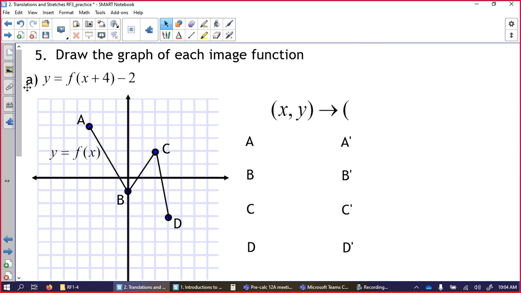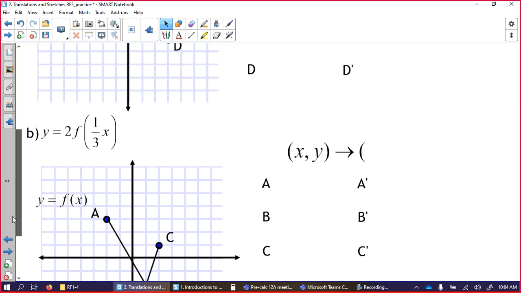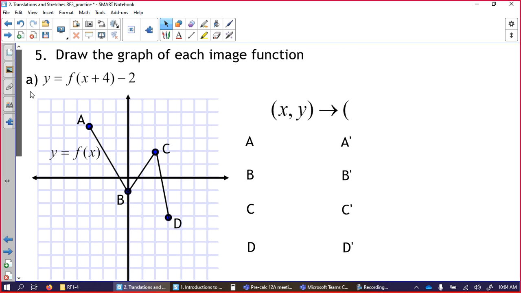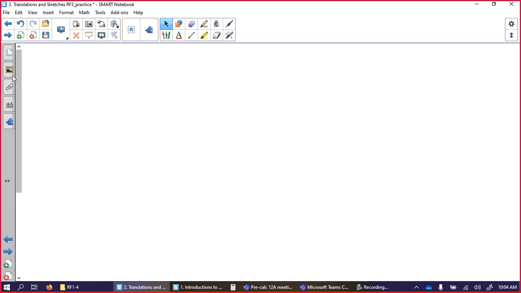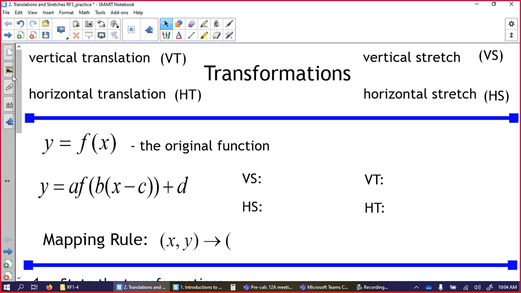And then here's an equation. Write a mapping rule. Figure everything out. So that's kind of the goal today. Hopefully we can do things fairly quickly.